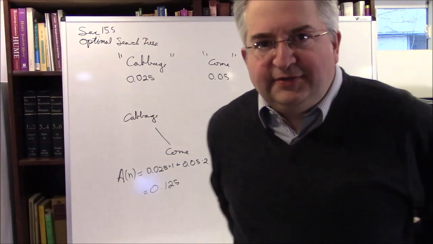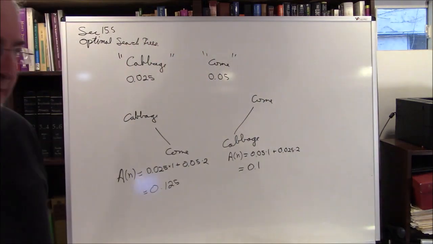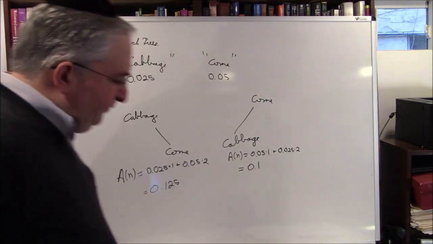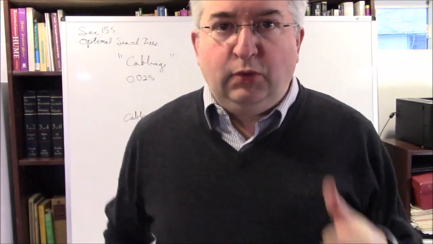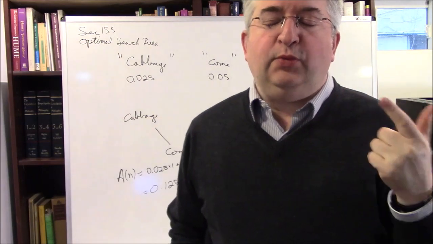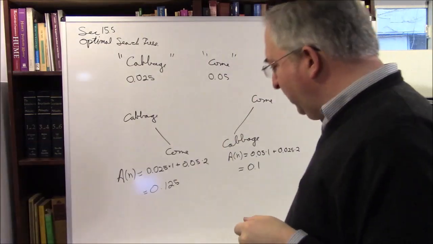Hi, this is Noson Yanofsky, and we're doing dynamic programming. We're up to section 15.5. Let's just remember, we did two other things in dynamic programming: we did matrix multiplication, and we did longest common subsequence. Now we're going to do optimal binary search trees.